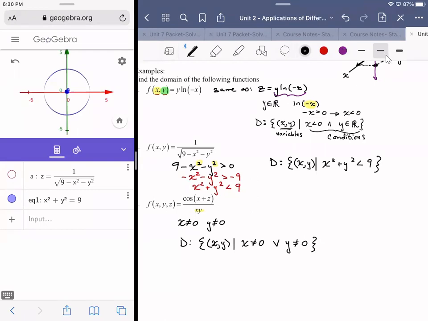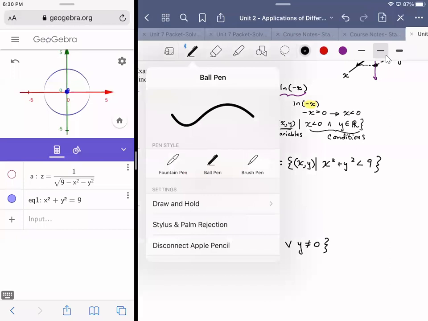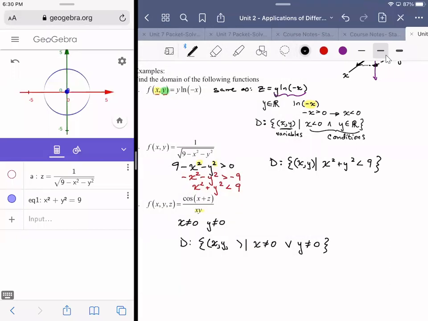Oh, did I miss the z? Ah, I did miss the z. Thank you. Good catch. And z belongs to the set of all real numbers. So this stuff has to be true, and z belongs to the set of real numbers. That's because in the numerator, there is no real value of z that would keep that cosine function from existing.